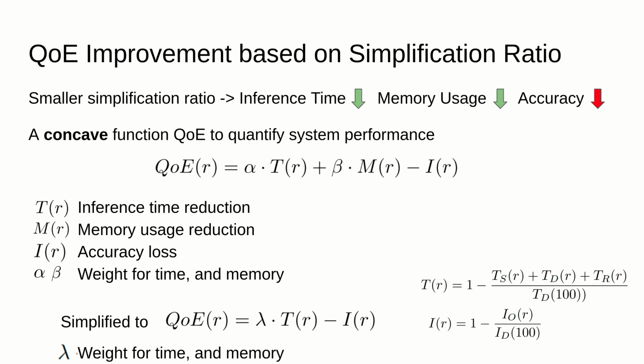Since the inference time improvements and the memory usage improvements are highly correlated, we can simplify the QoE equation to lambda times TR minus IR, where lambda is the new weight to determine the importance of the inference time improvement over the accuracy loss. The definitions of inference time reduction TR and accuracy loss IR are shown on the right side.